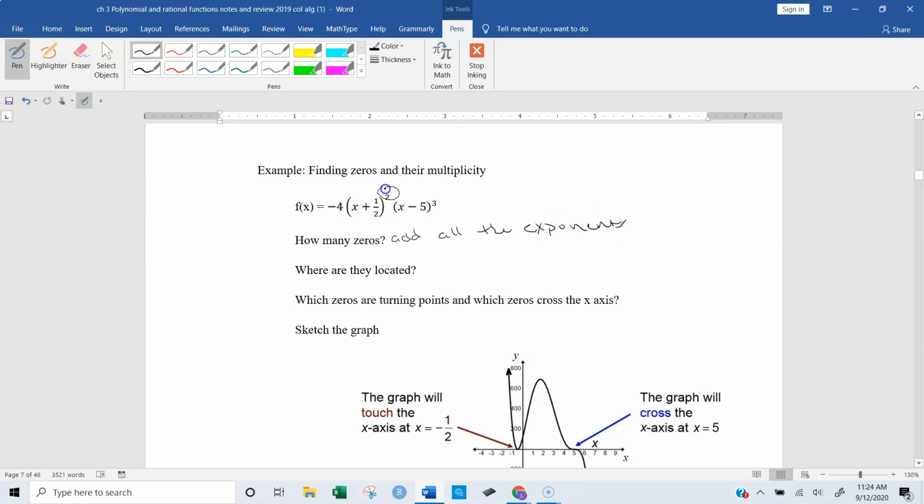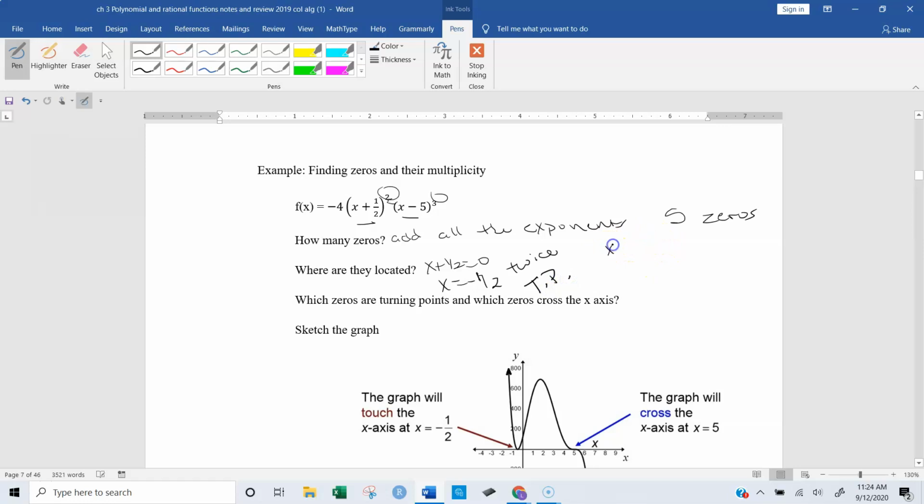So we have a 2 and a 3, so we have 5 zeros. So it's going to cross the x-axis or touch 5 times, right? We look here, we set both of our factors equal to 0. So we get x plus 1/2 equals 0, which means x equals negative 1/2. And then it equals negative half however many times we have it. So we have 2 of these, so this is twice. Since we have 2, it is a turning point.